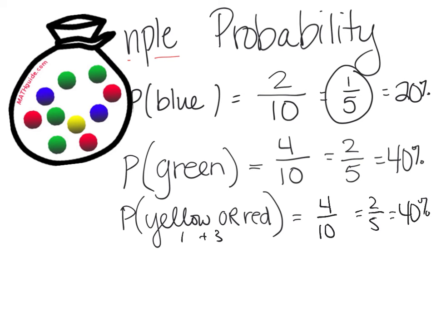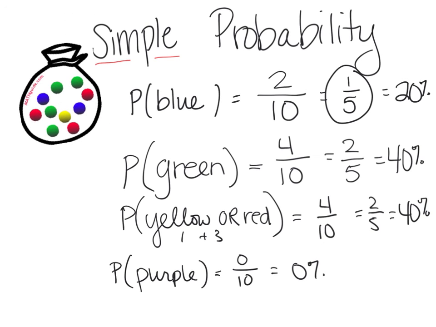Okay, hopefully this helps. One last thing that you might see is, let's say, what's the probability of picking a purple one? Well, I don't see purple, so 0 out of 10 or 0%. Okay, that is all you have to do to find simple probability. You might not always have marbles. You might have other objects, tiles, letters, dice, whatever it may be, but it's still this simple, I promise.